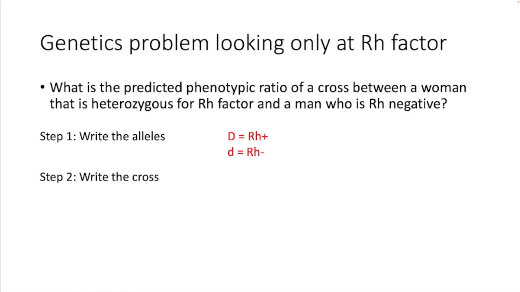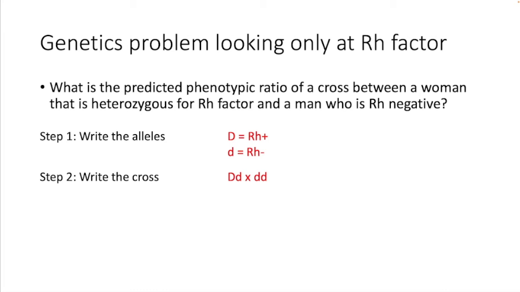So here's the cross. The woman is big D little d, she's heterozygous, and the man is little d little d, he is homozygous recessive. If you've watched any of my videos before, I like to then be really explicit about what happens next. And what happens next is that we go through meiosis.